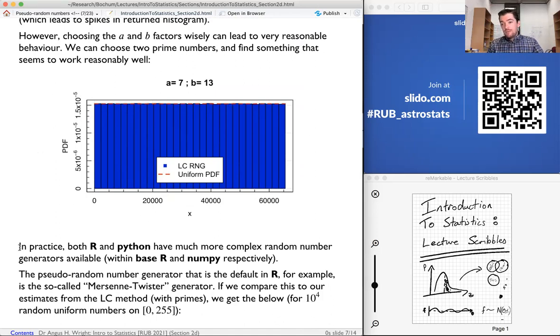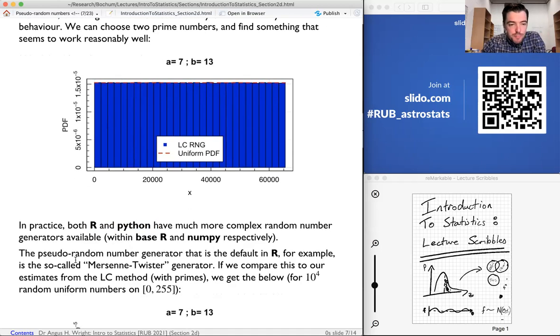Internally in R, you don't have to do this yourself, right? As I said, because these random number generators are so heavily used in statistics and in all natural sciences, having good random number generators is basically a given in any modern statistical programming language. So you can get them in R and Python. They're available within base R and within NumPy.